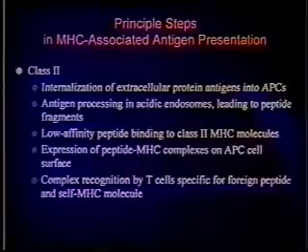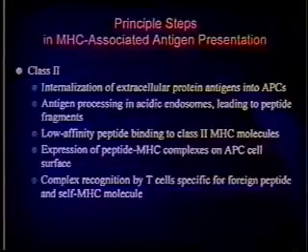Okay, the first step is you have to internalize an extracellular protein antigen into the antigen-presenting cell, the APC. In this case, it was a macrophage. The antigen is then processed inside some acidic endosomes, leading to peptide fragments, or small protein segments. Those protein segments are then bound by low affinity to a class 2 MHC molecule. The class 2 MHC molecule and peptide complexes are then expressed on the surface of the antigen-presenting cell, and then those complexes are recognized by T helper cells specific for that foreign peptide and the self-MHC molecule.